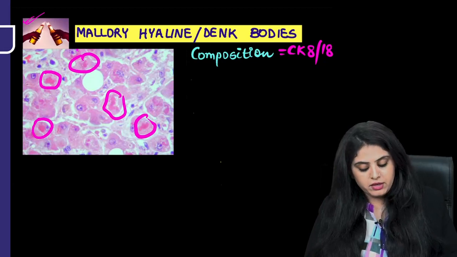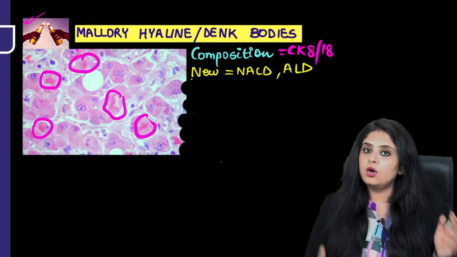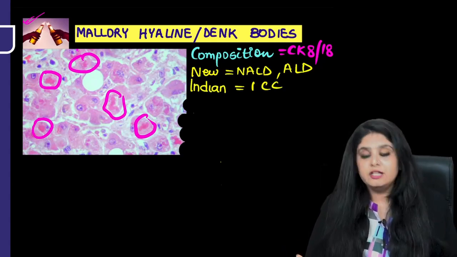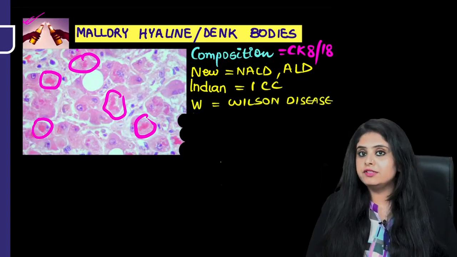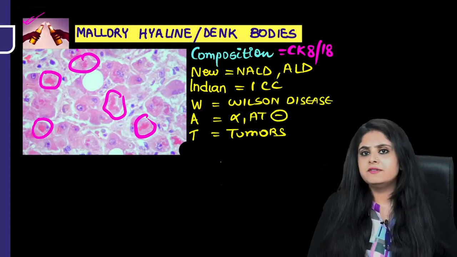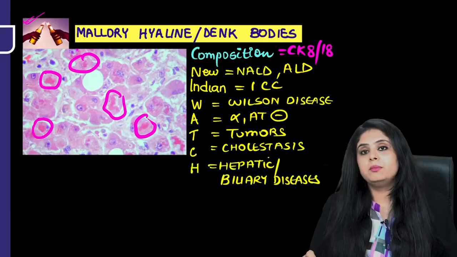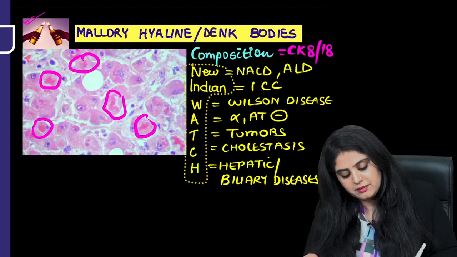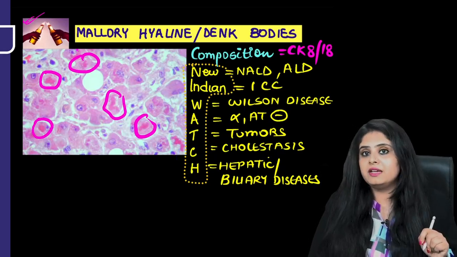No. There is a mnemonic for Mallory-Hyaline bodies known as New Indian Watch. New matlab non-alcoholic and alcoholic liver disease both show Mallory-Denk bodies. New Indian, Indian for Indian childhood cirrhosis. Watch, W for Wilson's, A for alpha-1 antitrypsin deficiency, T for the tumors, liver tumors, C for cholestasis, and H is going to be for hepatic or biliary diseases. So this is going to be the New Indian Watch, which is going to show you the Mallory-Hyaline or Mallory-Denk bodies. I hope you remember this mnemonic from your RR and main videos also.